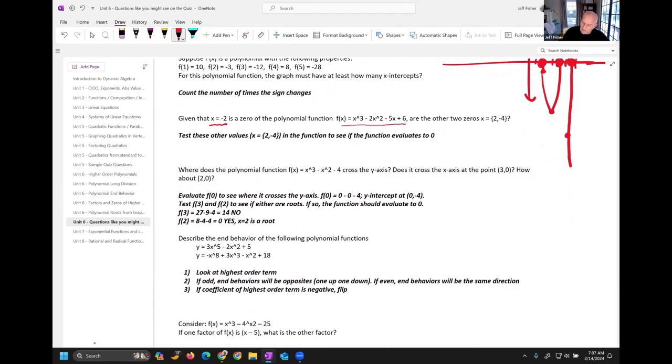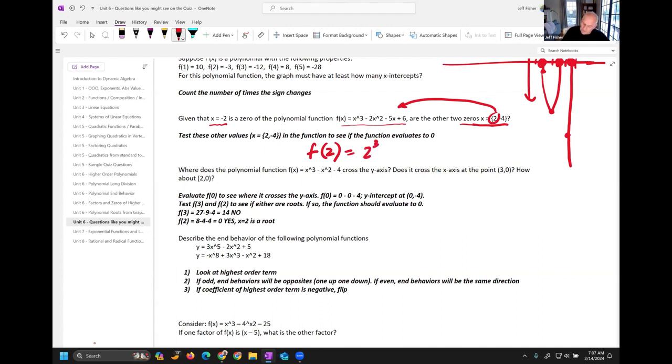Are the other two zeros x equals 2 and negative 4? Well, we can test these values right in the function to see if it evaluates to 0. So does f at 2 equal 0?